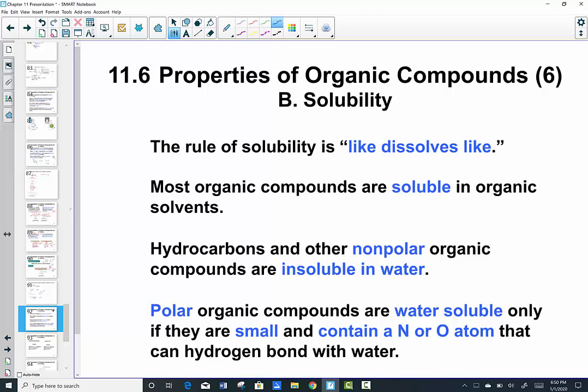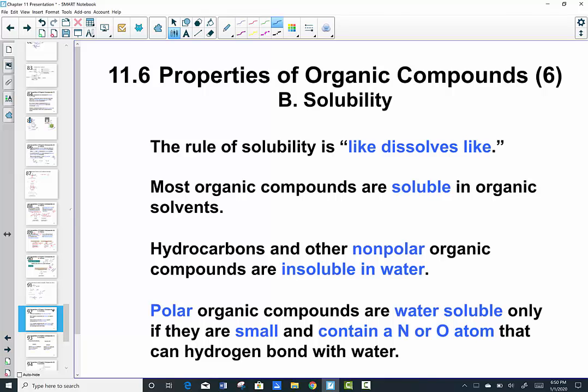In terms of solubility, the general rule is like dissolves like. Like dissolves like simply tells us that polar will dissolve in polar molecules, nonpolar will dissolve in nonpolar molecules, but never the two shall mix. Polar with polar, nonpolar with nonpolar. So that means most organic compounds are soluble in organic solvents.